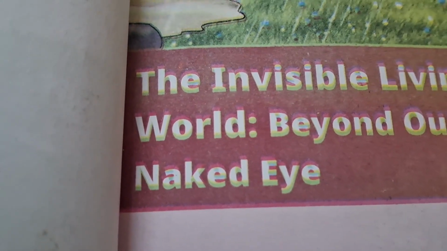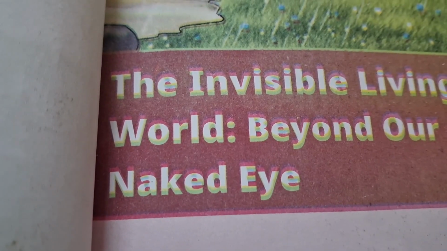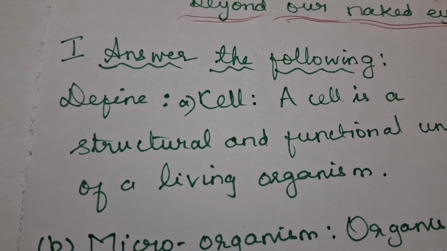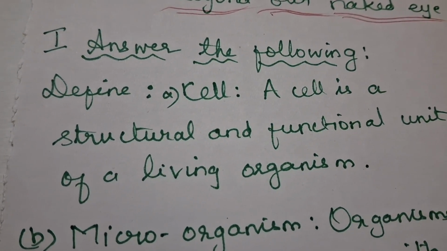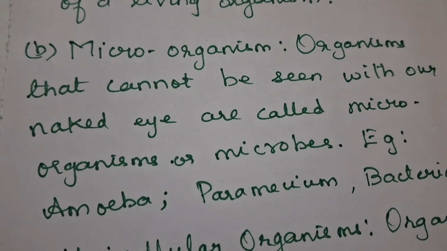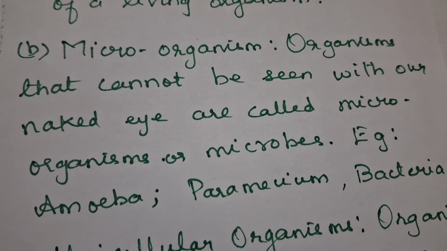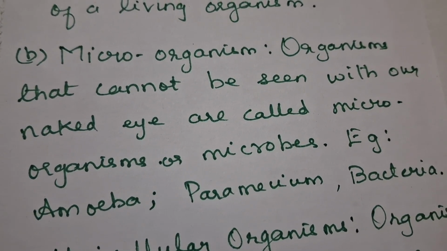Today's video is about 8th standard, chapter 2, the invisible living world beyond our naked eye. So answer the following. Define a cell. A cell is a structural and functional unit of a living organism. Microorganism. Organisms that cannot be seen with our naked eye are called microorganisms or microbes.